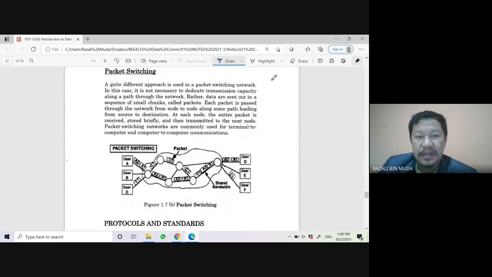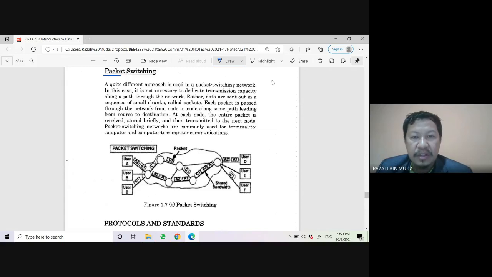The second type of switching is packet switching. Quite a different approach is used in a packet switching network. In this case, it is not necessary to dedicate transmission capacity along a path through the network. Rather, data are sent out in a sequence of small chunks called packets. Each packet is passed through the network from node to node along some path leading from source to destination.